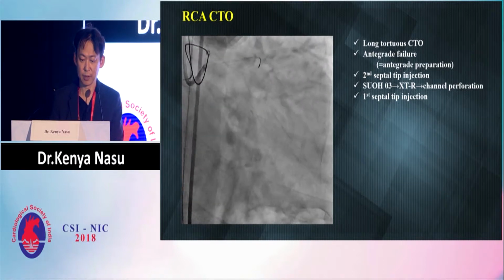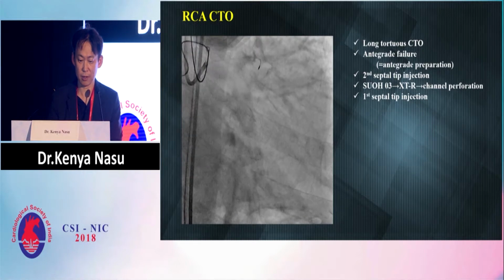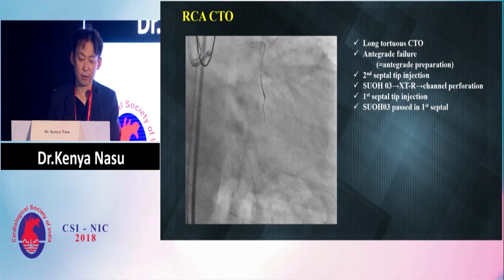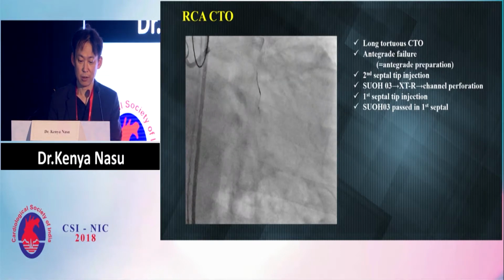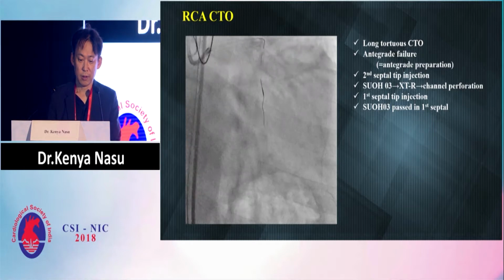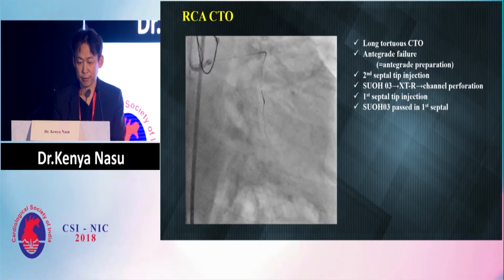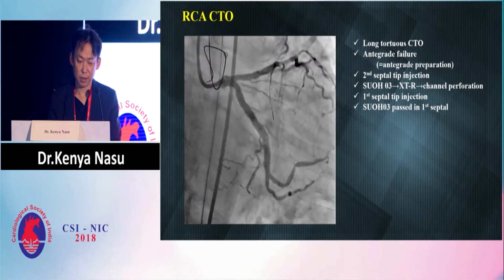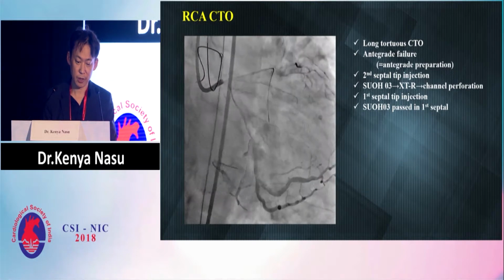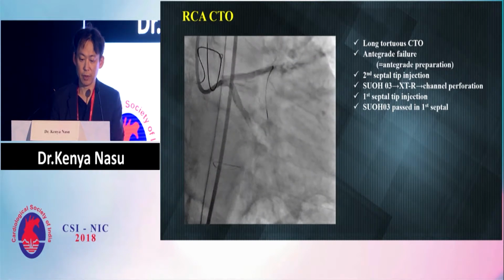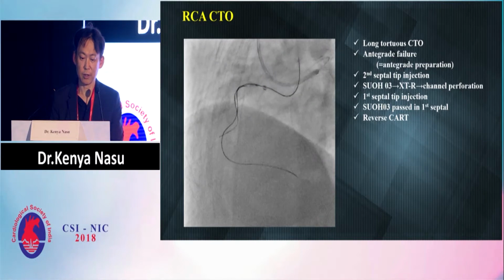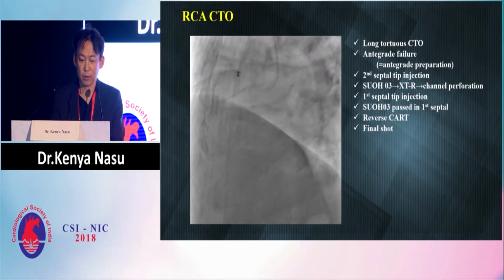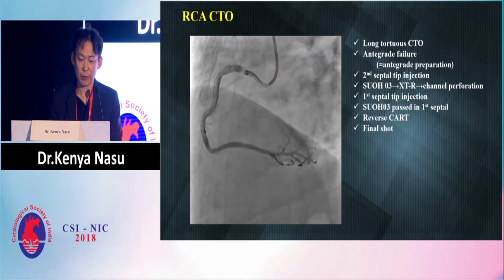The first septal is very misty, but fortunately the 0.03 wire could be passed to the PD branch. After crossing with the 0.03, we checked the angiogram and put the microcatheter, and then we did the reverse CART to recanalize the CTO. This is the final result. The final result is very nice.